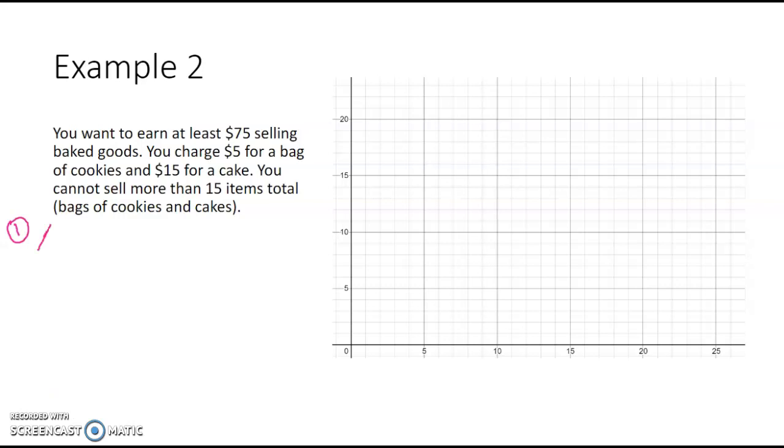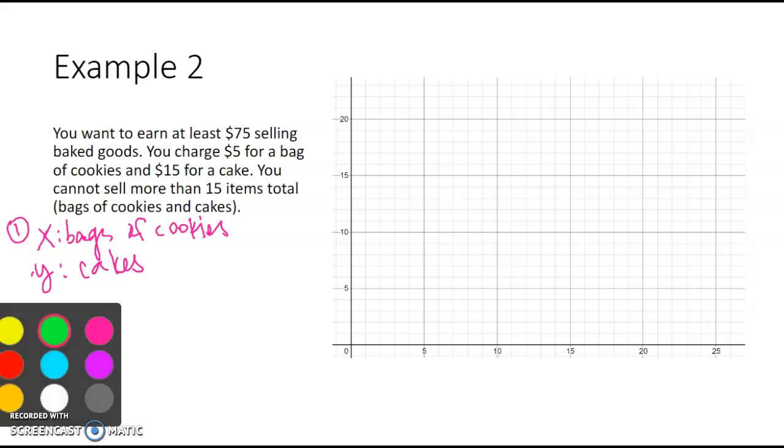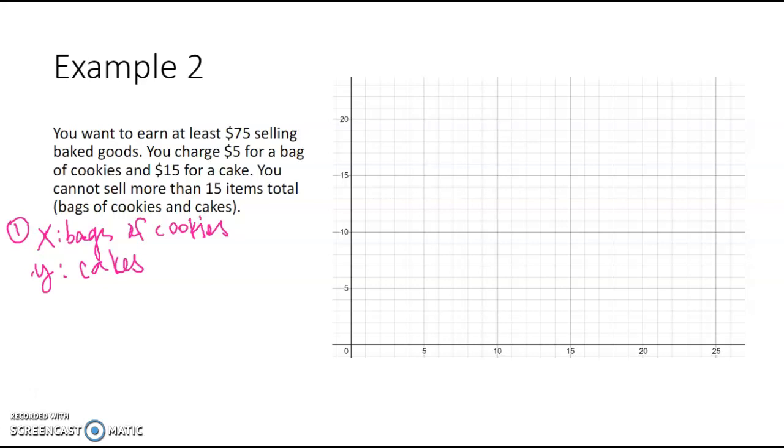So let's say that X is going to be bags of cookies, and let's say that Y is going to be cakes. So now let's think about the two relationships that we have here. The first relationship has to do with the amount of money that we want to make. So we know we want to make at least $75. We know that we can charge $5 for a bag of cookies, and we can sell $15 per cake, and we want that to be greater than or equal to our $75 goal.